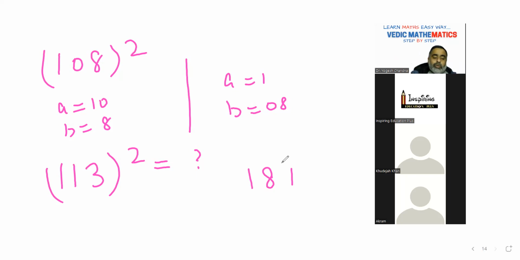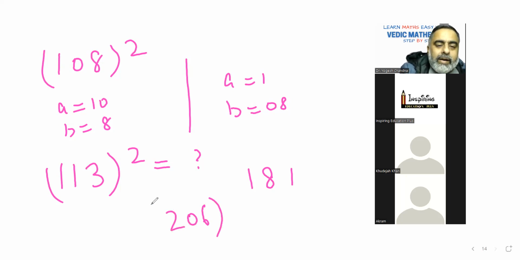See, we have to increase our speed. It will come slowly, 18 into 1, the more questions we do. The more we do, the more the speed will be. 32761. 32761. Both the ways you got it. Yes, sir. Only one. Okay.